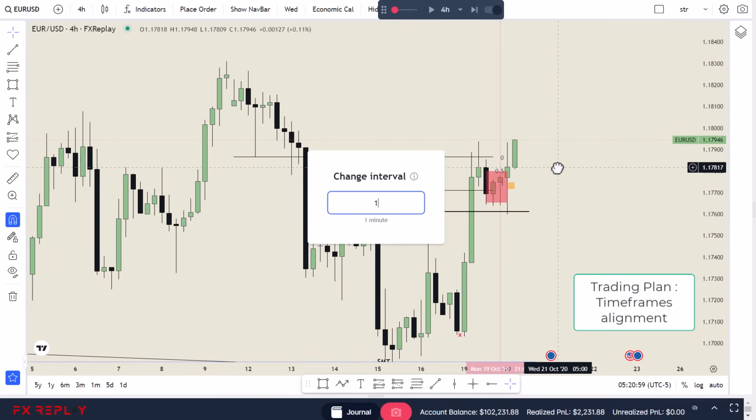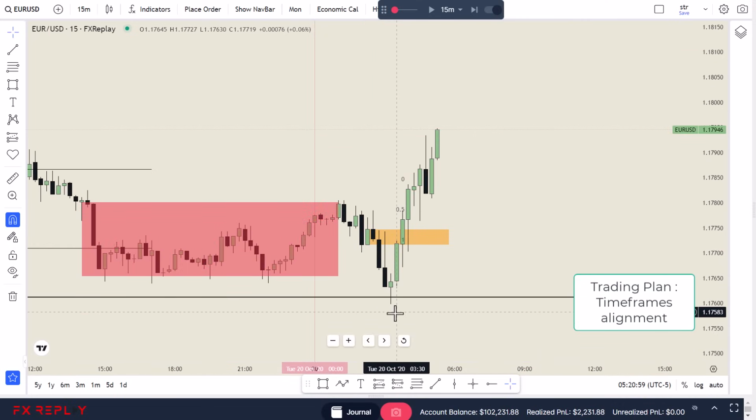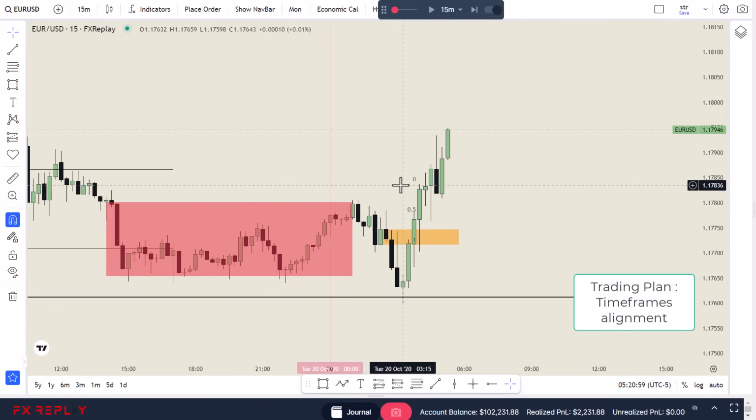On the 15 minute, after that Judas swing, we immediately rejected to the upside, right? Closed above this breaker block and this mitigation block, and now this mitigation block will act as support to push price to the upside. And that's on the 15 minute.